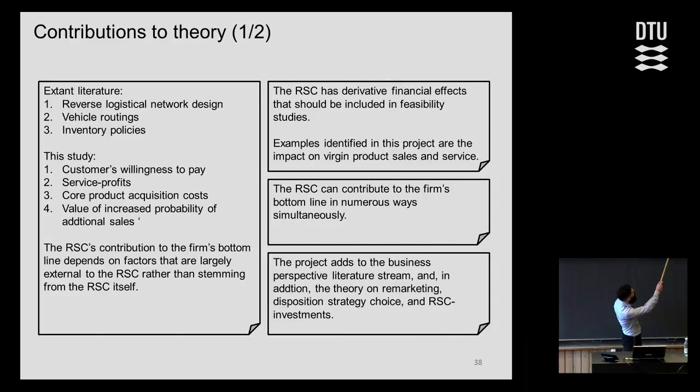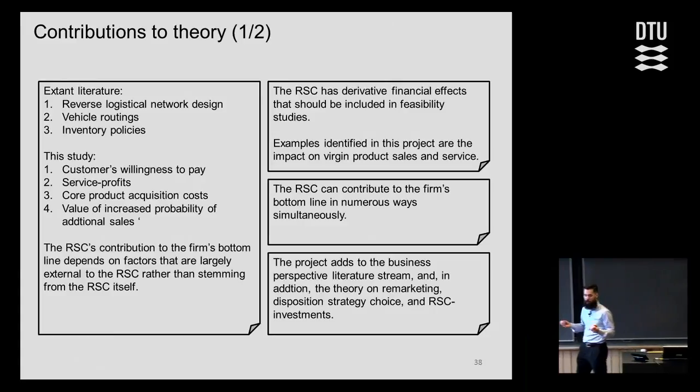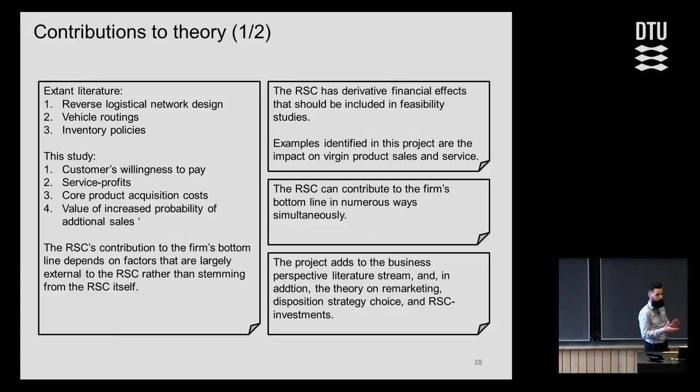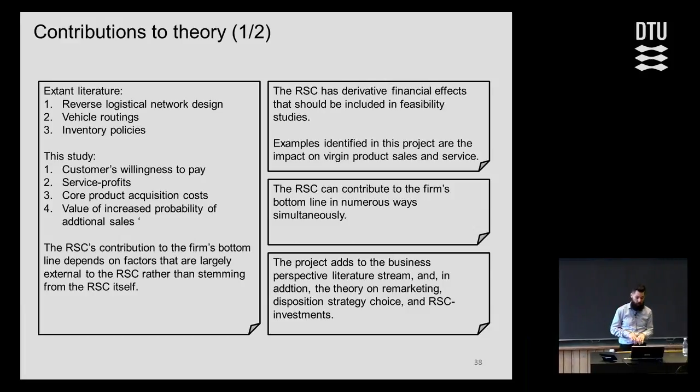The first bracket here is what I mentioned before on the first slide with the columns, that extant literature looks a lot at these 3 subjects of network design, vehicle routing, and inventory policies, while this study has found that customers' willingness to pay, the profits from servicing the customer once sold, the acquisition costs, and the value of the increased probability of selling additional products are at least more important in the case study that I did. That's a contribution.